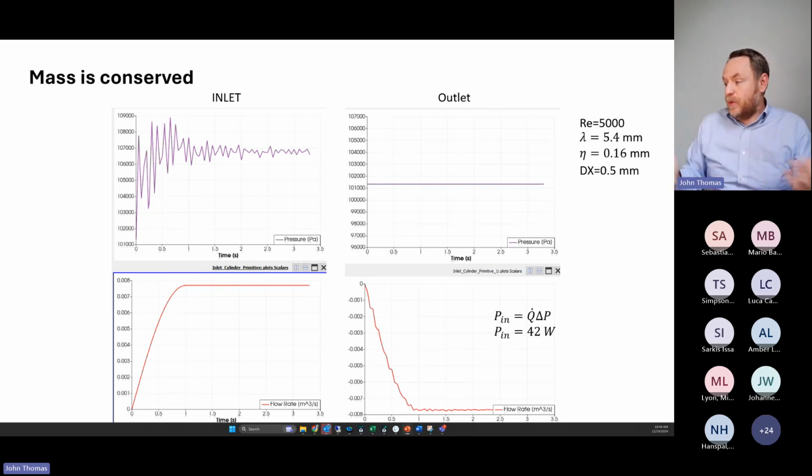Makes sense. Pressure is energy density. Pressure is units of joules per meter cubed. Flow rate is meters cubed per second. So obviously a flow rate times an energy density gives you a power, an energy flow in terms of joules per second. So if we look at this pressure drop and the flow rate, we get about 42 watts.